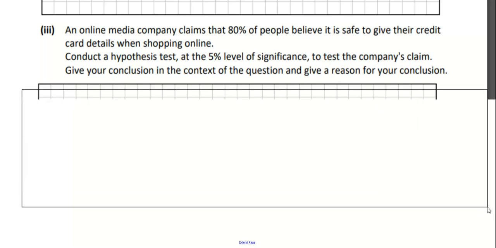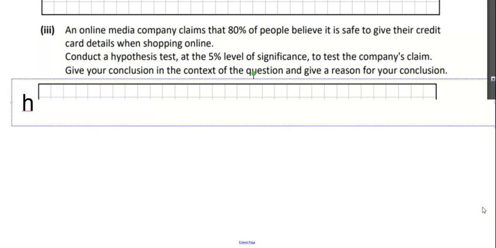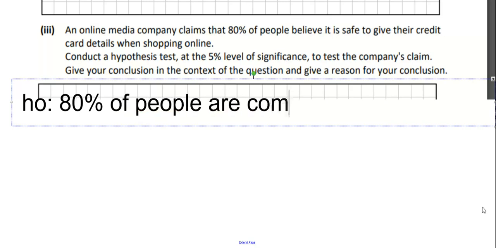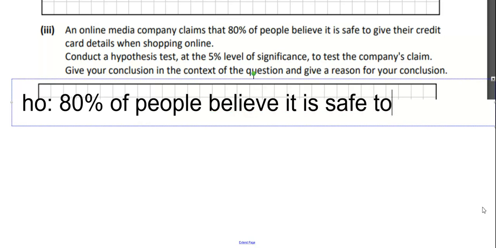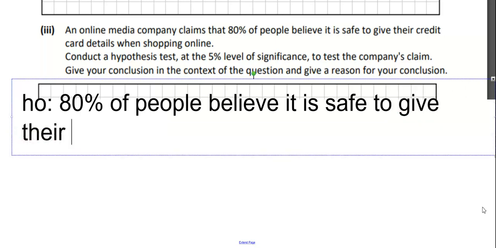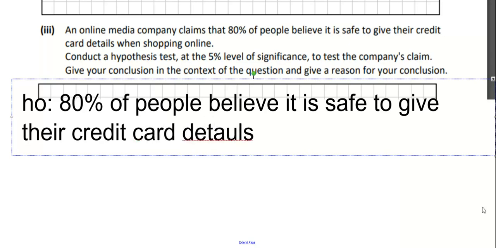So we're going to go for H0, which is the null hypothesis. So H0 is the null hypothesis, and we say nothing has changed. So 80% of people are comfortable. So 80% of people believe it is safe to give their credit card details online.